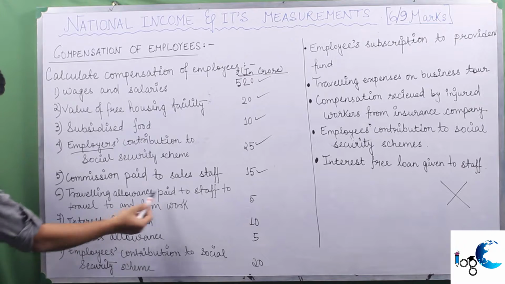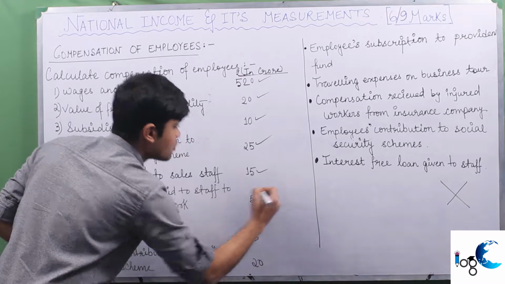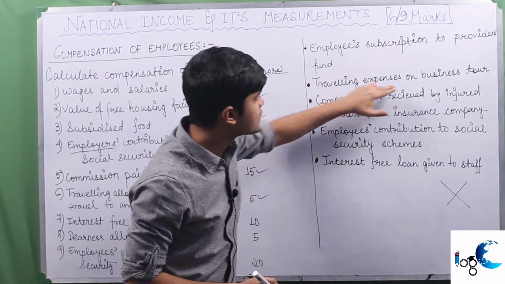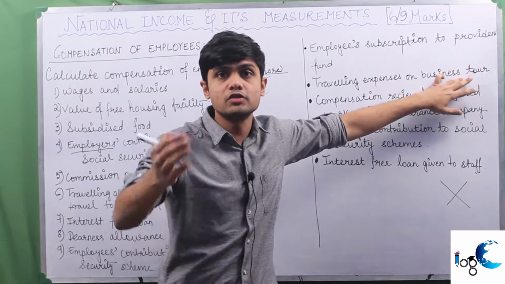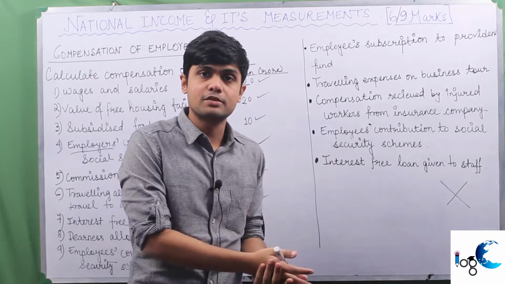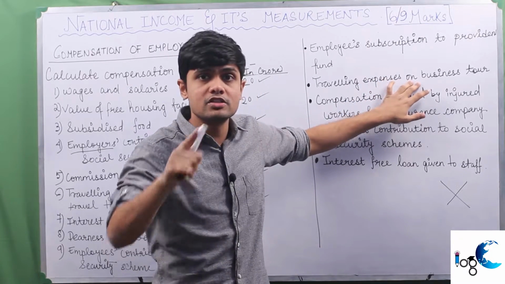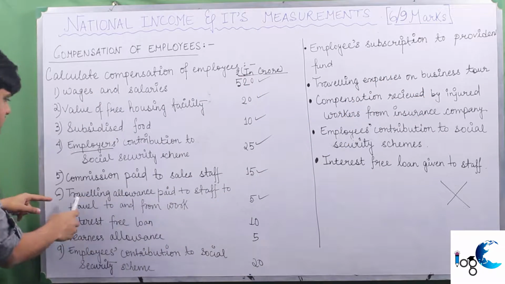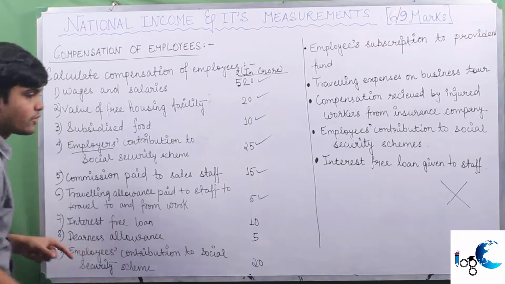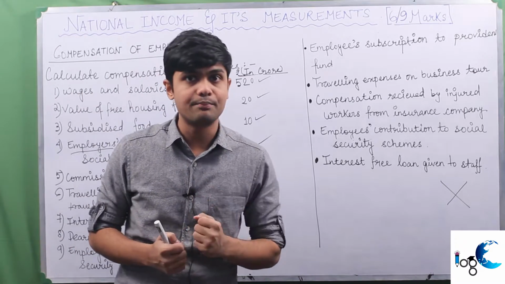Traveling allowances paid to staff to travel to and from work. This is also included. Here you have traveling expenses on business tour. Suppose your company is sending you somewhere such as Bangkok. Your company must pay you, so that is not a compensation to you. But what does traveling allowance paid to staff to travel to and from work mean? It means they are giving you transportation charges as well. So that is a compensation.